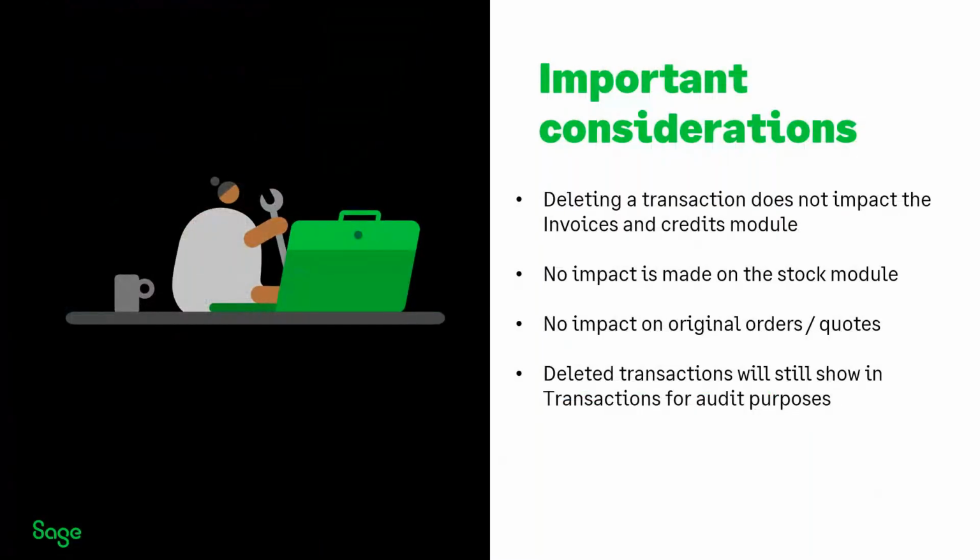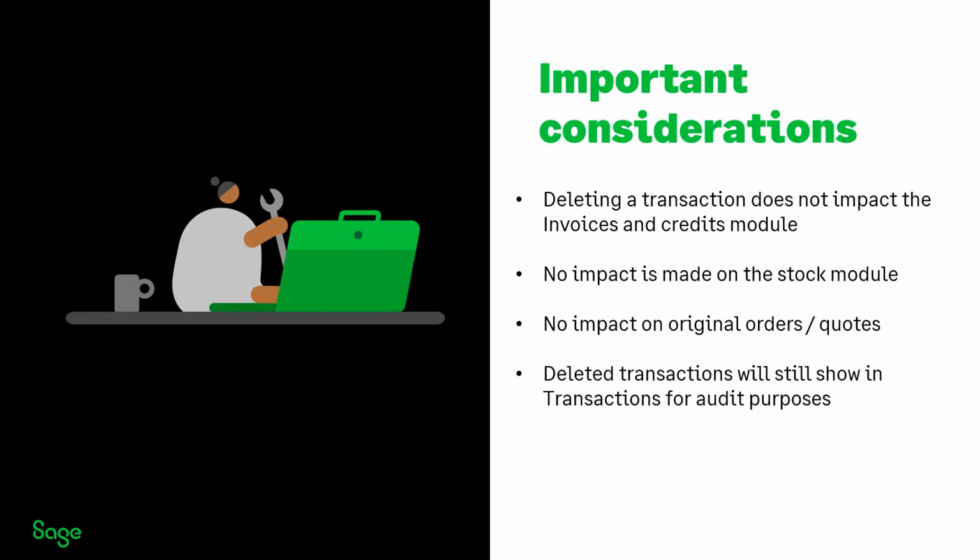And there are a few things to consider when correcting transactions as well. If you're editing or deleting a transaction that's been created from the invoices and credits module, that edit or deletion does not link back to the original invoice within the invoice and credits module. And that's the same for your stock module as well. So if you make a change to a transaction, that won't link back to your stock on there. So that needs to be a manual adjustment for the stock separately.